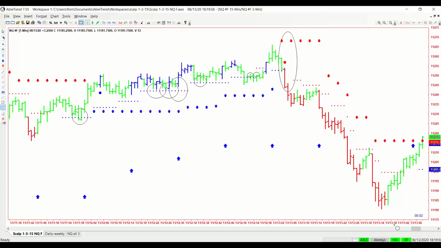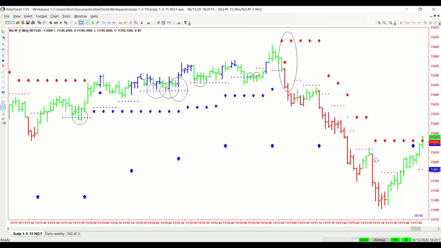That was the big huge downtrend that AbleTrend picked up for everybody right there. That suggested to take that sell signal. Triple confirmation. Everything was down. So this chart is good for trend trading. It's just going to be a little slower for trend trading, but it's fantastic for scalping.